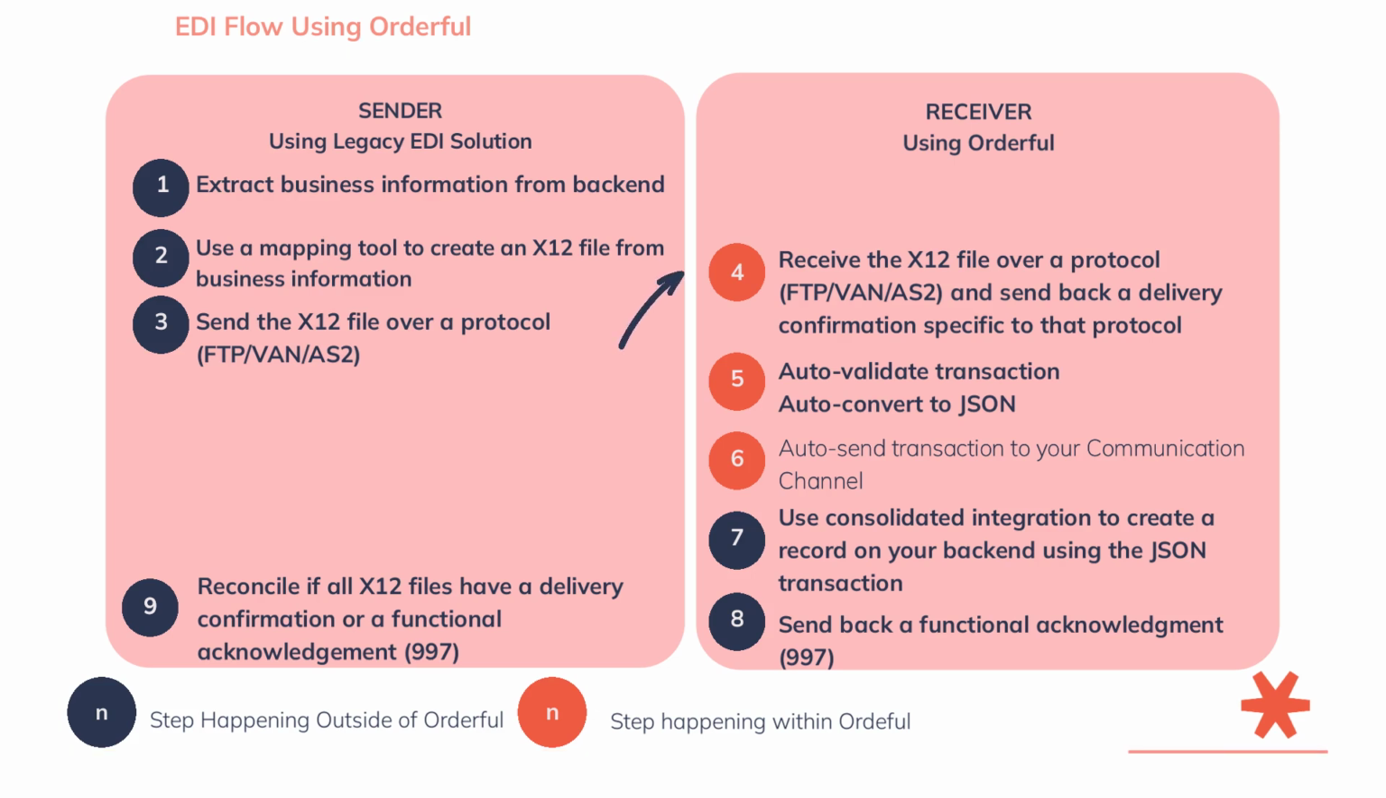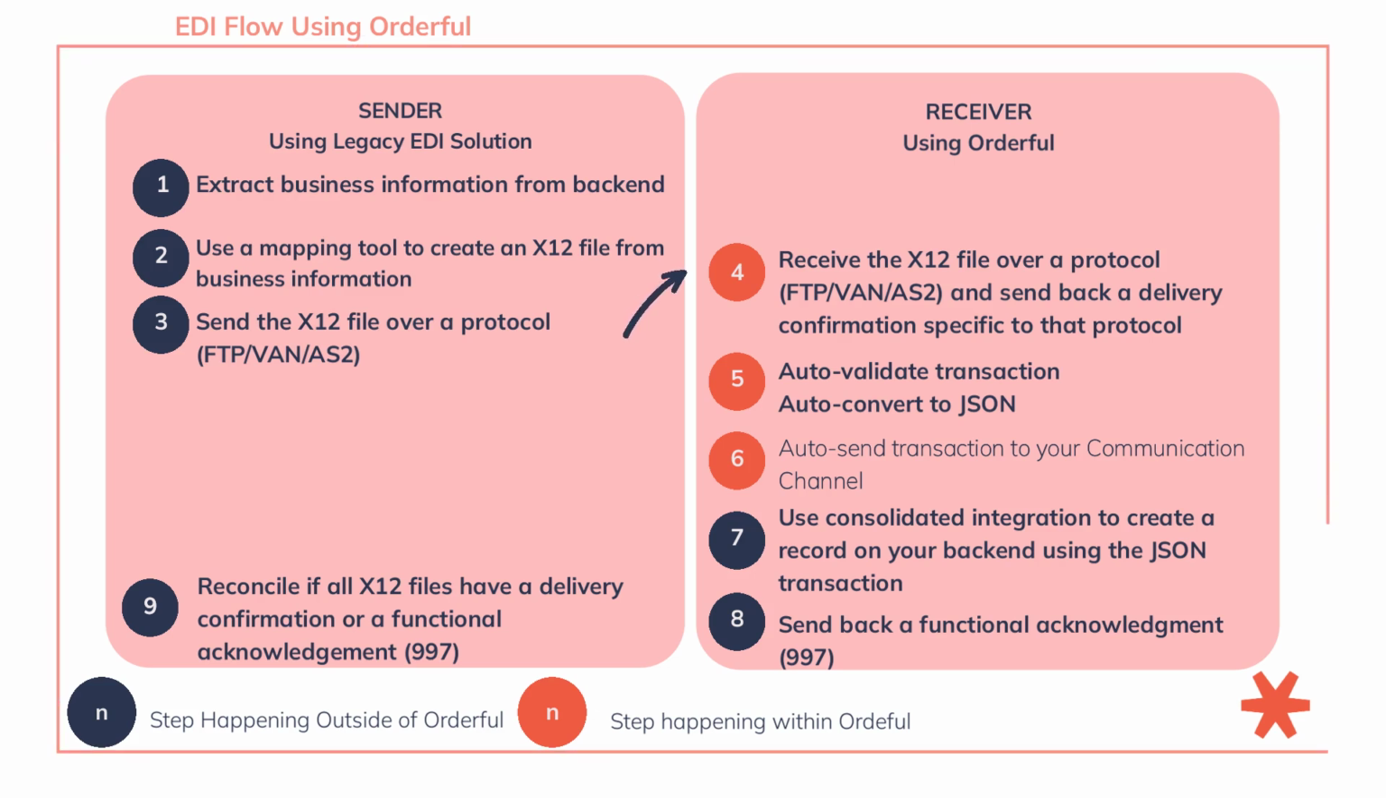8. The receiver sends back a functional acknowledgement, such as a 997. 9. Finally, the receiver confirms that all X12 files sent have a delivery confirmation or functional acknowledgement.